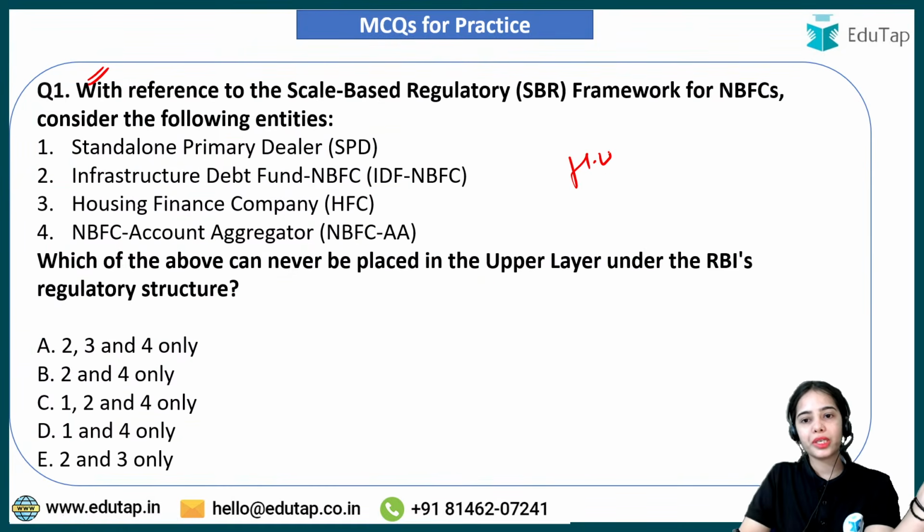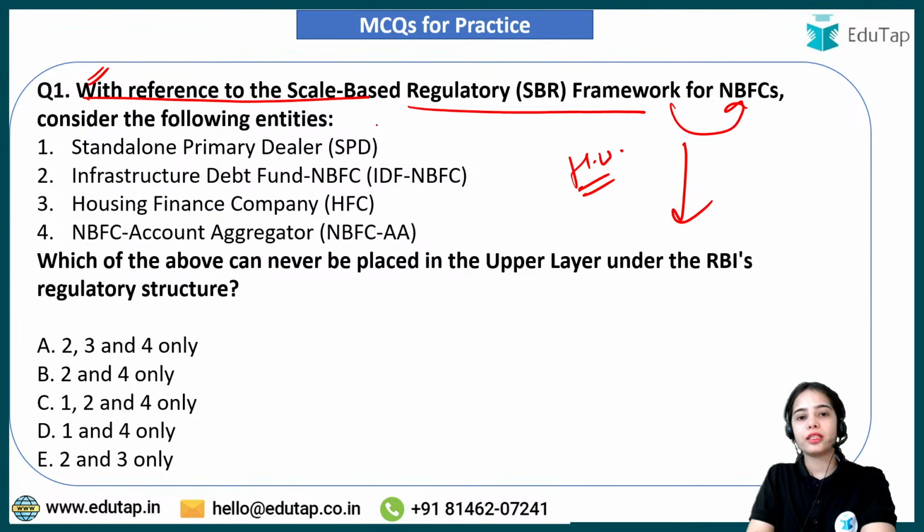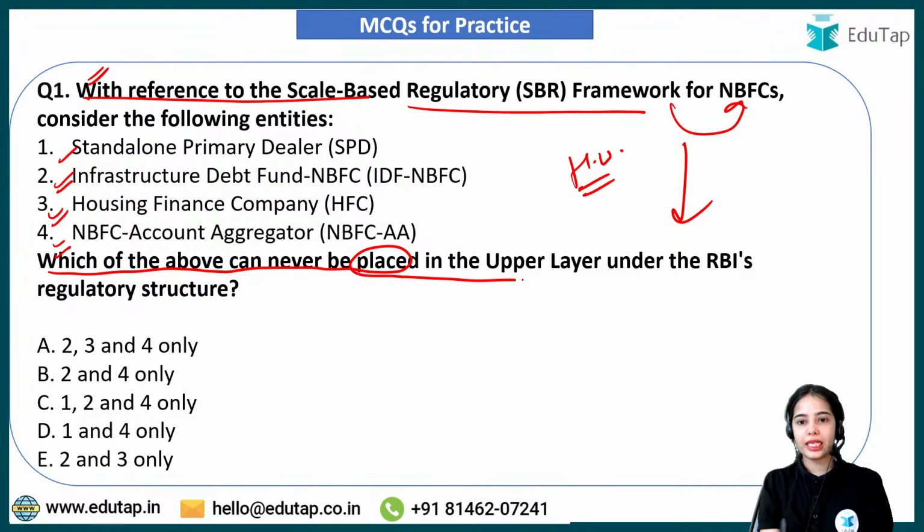These are your homework questions that you have to answer in the comment section below. With reference to the scale-based regulatory framework for NBFCs, consider the following entities: standalone primary dealer, infrastructure debt fund NBFC, housing finance company, NBFC account aggregator. Which of the above can never be placed in the upper layer under the RBI's regulatory structure?